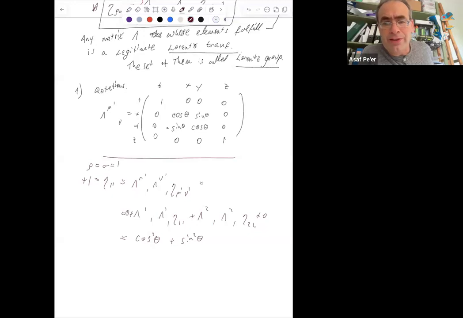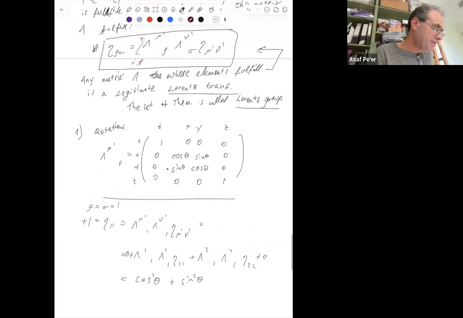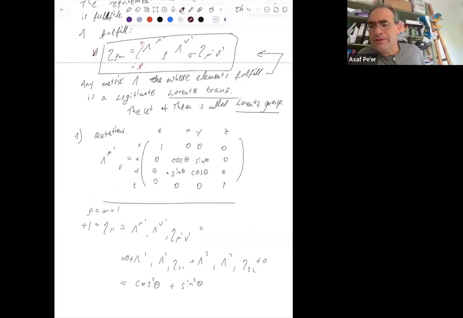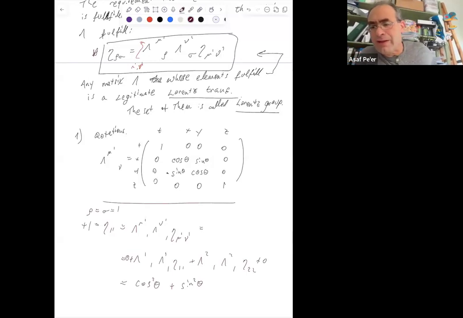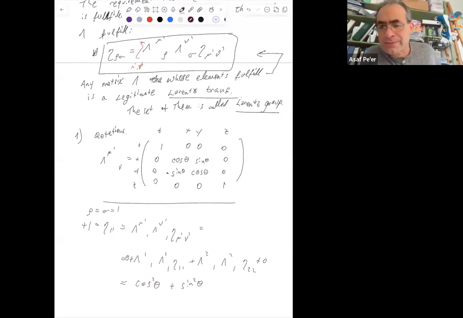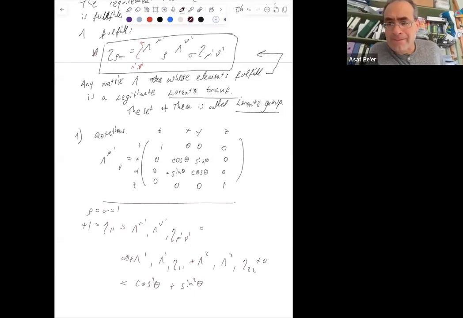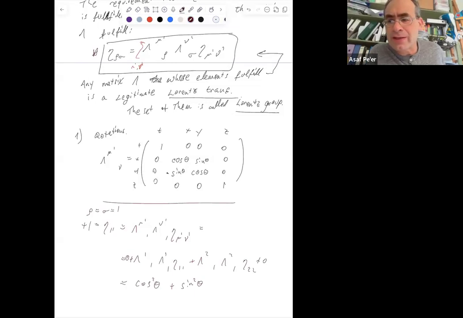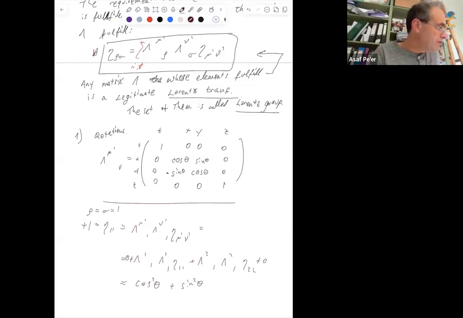Now you can check that for any of the 16 equations. We said there are a total of 16 equations here. We only checked one of them. You can go and check the other 15. And you find out that they are all fulfilled. And since all the 16 equations are fulfilled, then I say that the rotations are legitimate Lorentz transformations.